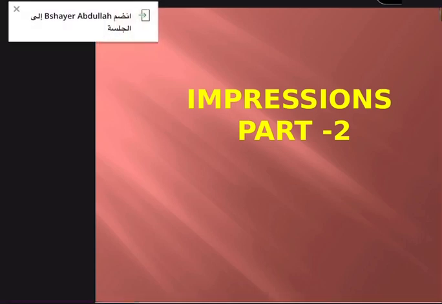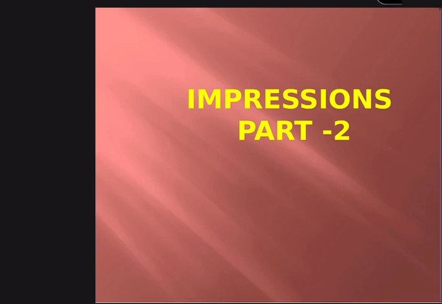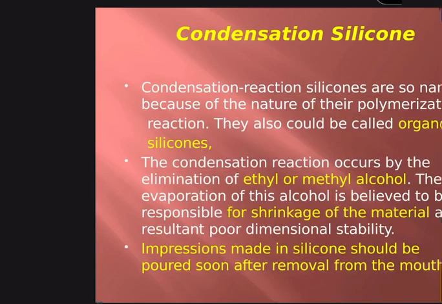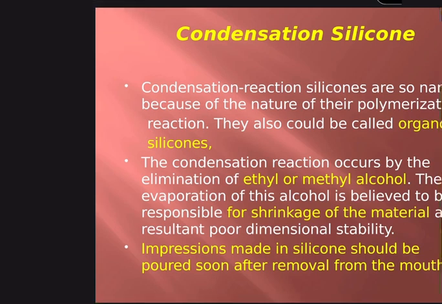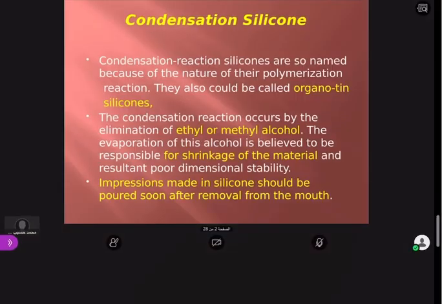There are a lot of materials which we are using for taking impressions. Previously we had discussed some materials, so we will continue our lecture from condensation silicone. Condensation silicone is a type of rubber based impression material, also called rubber based silicone materials. There are four types: number 1, polysulfide; number 2, condensation silicone; number 3, addition silicone; number 4, polyether.